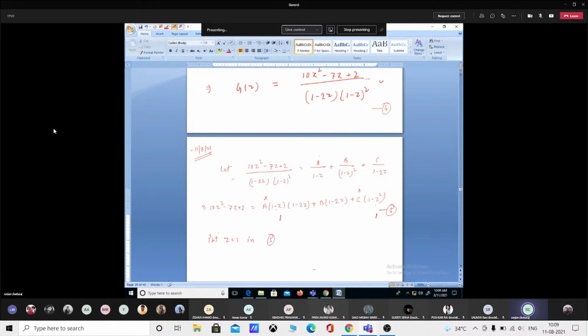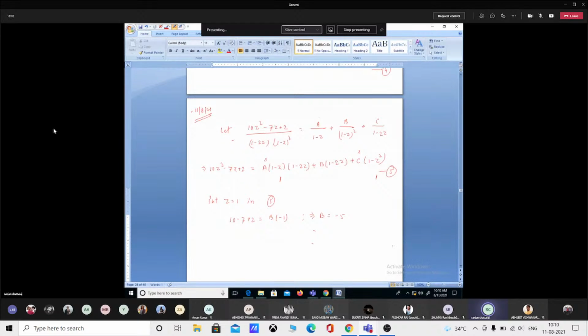So what you do, put z is equal to 1 in 5. So what will you get? With z equal to 1, this side you are getting 10 minus 7 plus 2, and on this side, this becomes 0, this becomes 0, you will get 1. So you will get b into minus 1. So b is equal to 12 minus 5, it is minus 5. Yes. Okay, b is minus 5.